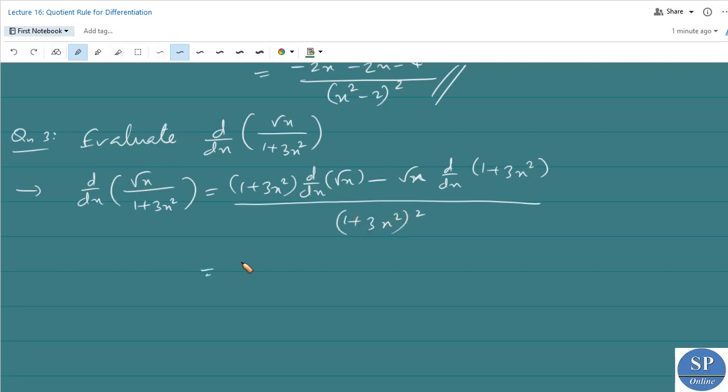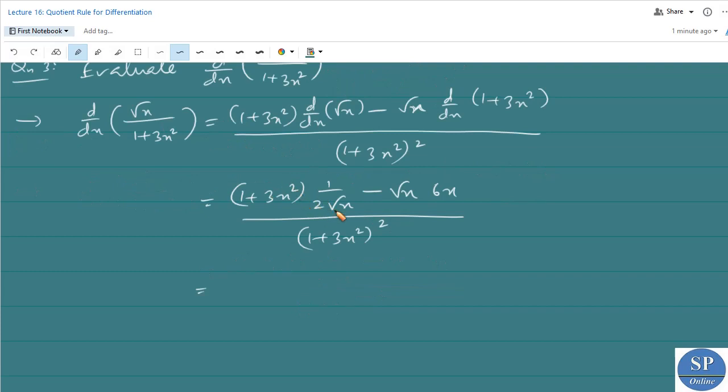So this is equal to 1 plus 3x square into the derivative of square root of x, which is 1 by 2 root x, minus square root of x into d by dx of 1 plus 3x square, that is 6x, divided by 1 plus 3x square whole square. Taking the LCM here, the LCM of this numerator is 2 root x. So we have 1 plus 3x square minus square root of x, 6 into x into square root of x into 2 square root of x, divided by 1 plus 3x square whole square.